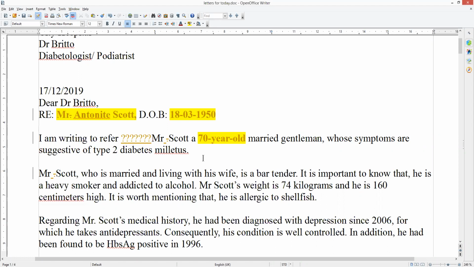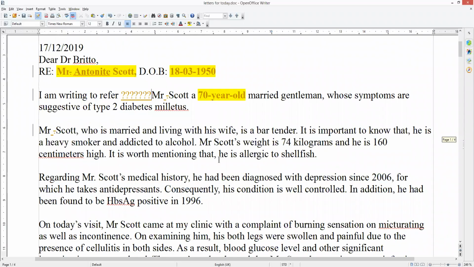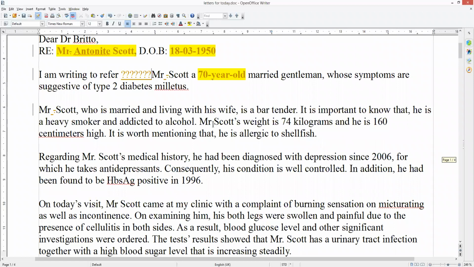Now, the criteria of purpose, it says immediately. We'll take a look at this afterwards. But your purpose should be clear right from the start. Why are you writing this? Why is the reader me? Why am I reading this? "I'm writing to refer Mr. Scott" for what? "Whose symptoms are suggestive of type 2 diabetes."